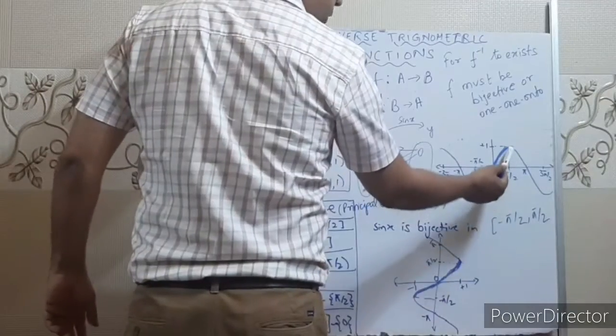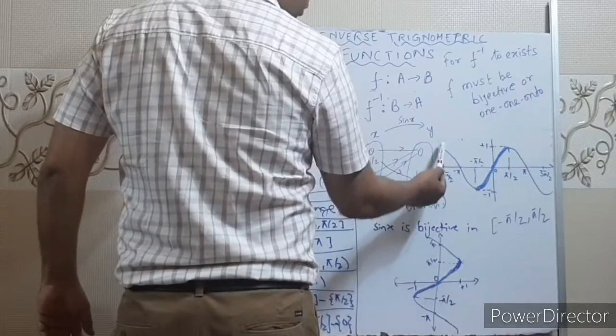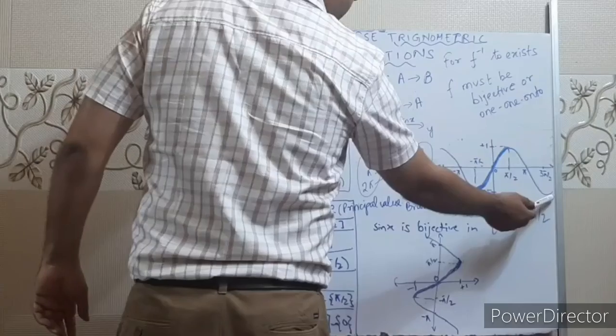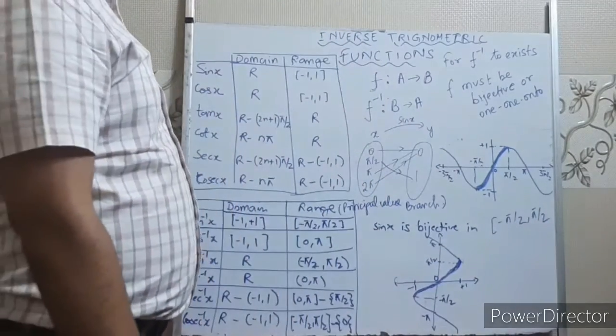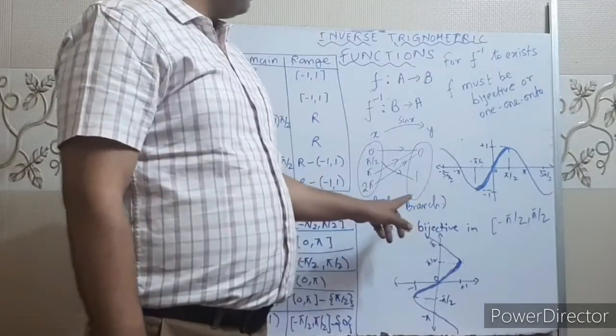The value of sine pi by 2 is 1. The value of sine 3 pi by 2 is also 1. The value of sine minus 3 pi by 2 is also 1. So this is what? A many-one function.